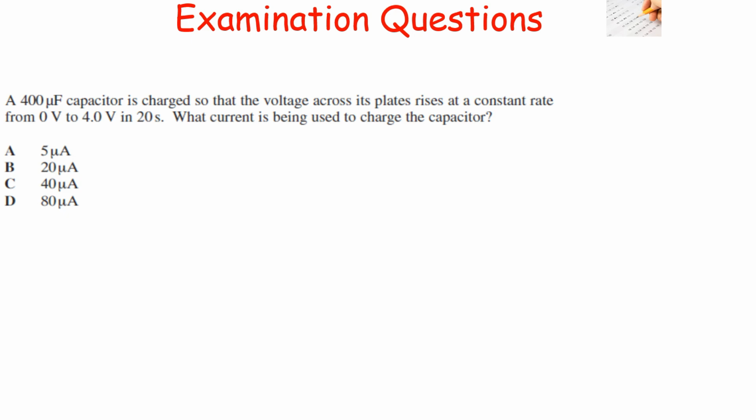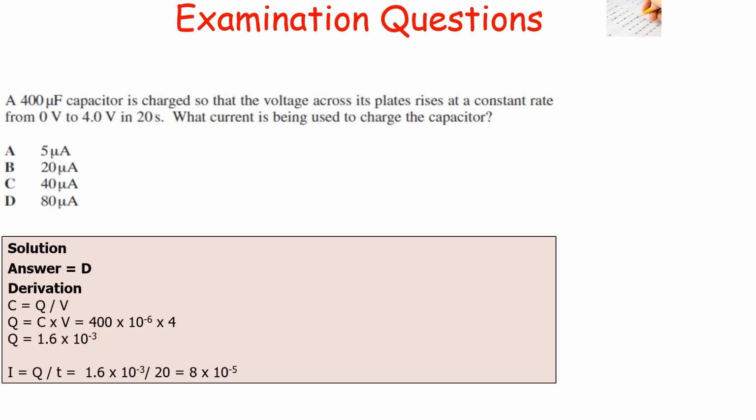Right, our answer here is going to be D, because we know that capacitance by definition is charge over voltage or potential difference. So therefore charge is equal to C times V. We've got our value for V to be 4, and our value for capacitance to be 400 times 10 to the minus 6. Therefore our charge is 1.6 times 10 to the minus 3. And we know that current is equal to charge over time. So we take our charge as calculated, divided by 20 seconds, and we get 8 times 10 to the minus 5, which is 80 times 10 to the minus 6, which is our answer D.